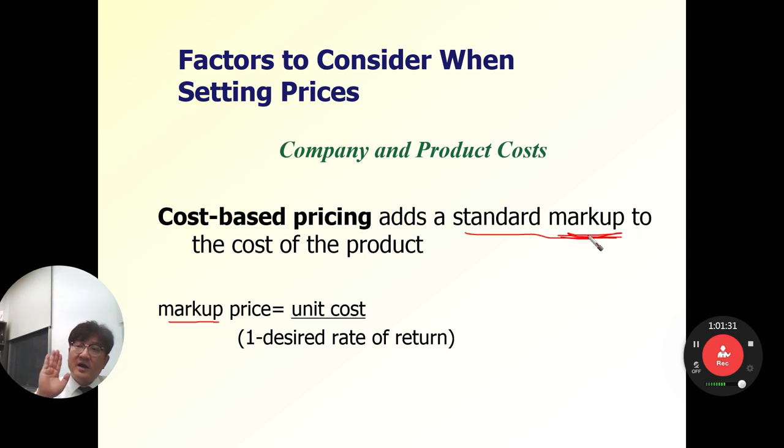But even though you see the term markup, you should just consider this as the same as the margin on sales, because this textbook does not actually distinguish the markup and margin on sales. So when you call that markup pricing as we did before, this is basically margin on sales kind of pricing. Unit cost divided by 1 minus desired rate of return on sales. Okay, see, we did it.